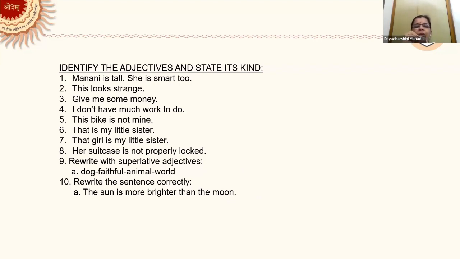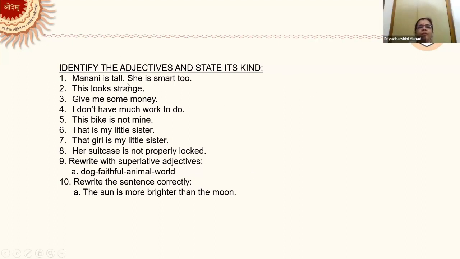Okay. So, rewrite with superlative adjectives. Dog, faithful, animal, world. You have to insert the superlative adjective and then complete the sentence, I mean, rewrite the sentence. Can you do this? The dog is the most faithful animal in the world. Excellent. Thank you. Rewrite the sentence correctly. The sun is more brighter than the moon. The sun is brighter than the moon. Very good.